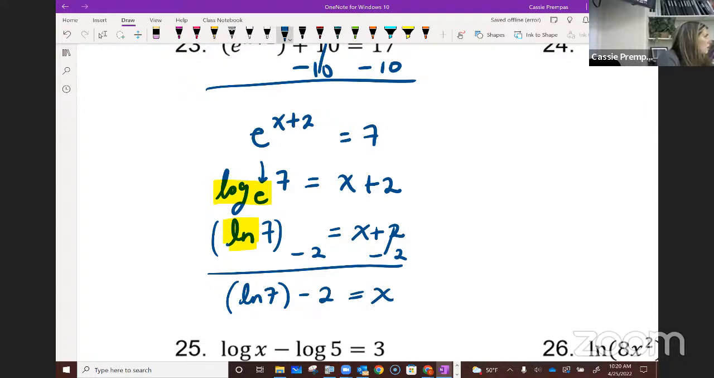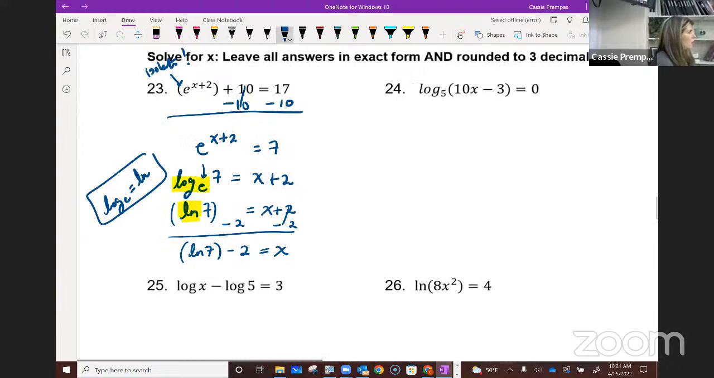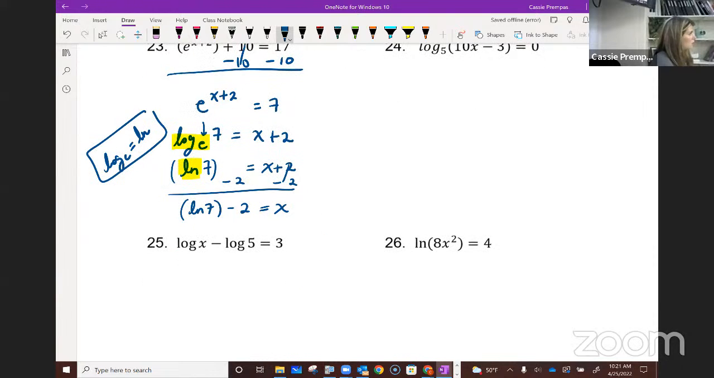Lydia? Wait, why do we have to change this? Because log base e is really too hard to type. Log base e is the same as ln. Oh, so then when do we change ln to e? When it's given to you in the problem. Don't change it to e, change it to a log base e. So like number 26, I would change that to a log base e.